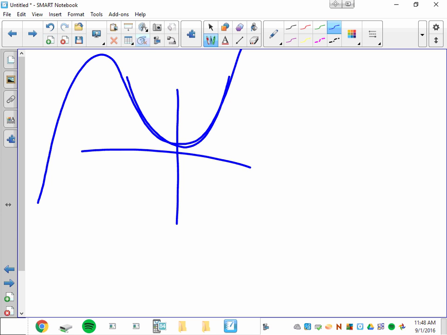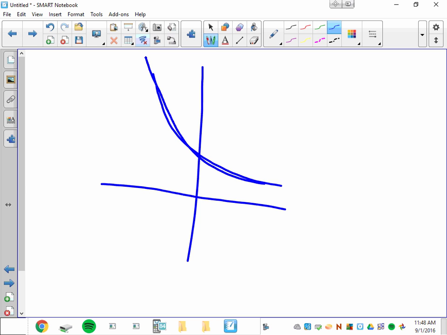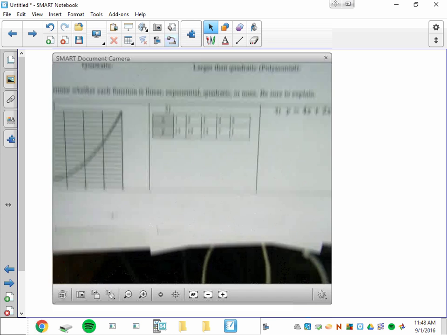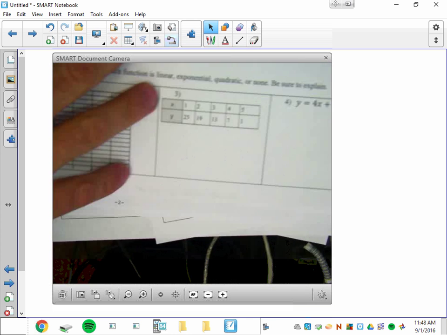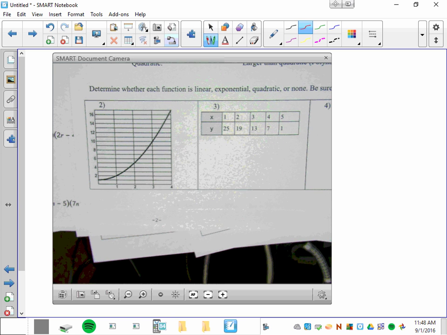For instance, is this exponential? Maybe. But it could also be part of a parabola. So you can't look at a graph and say, oh, that's quadratic. You need to look at the numbers. So if you take a look at number 2, that looks exponential, right? But it could also be quadratic.